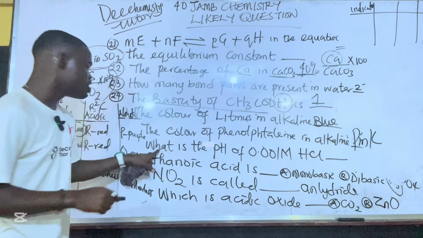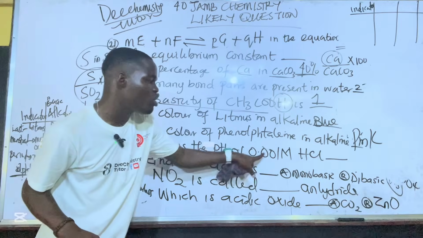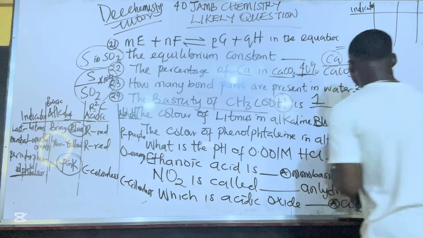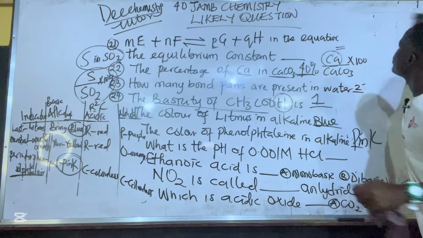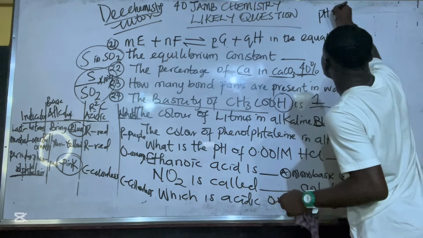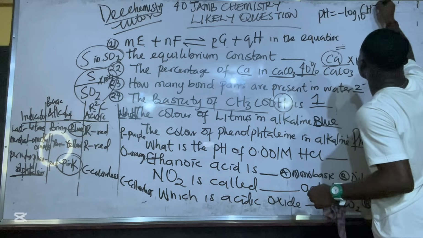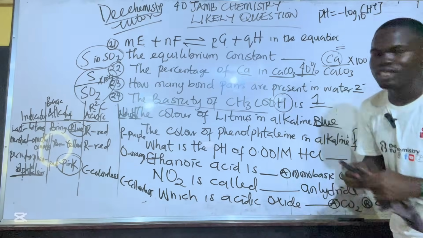So the next question is, what is the pH of 0.001 molar HCl? Very easy. I already taught you. We already know that pH is minus logarithm to base 10 of the concentration of H plus. I already taught you this.